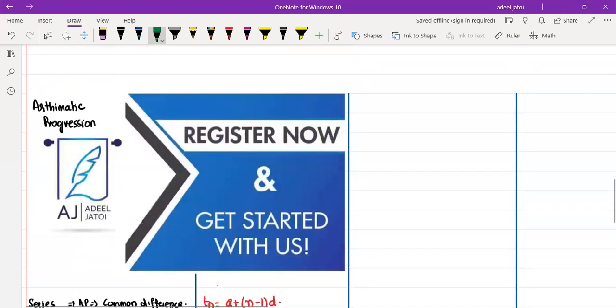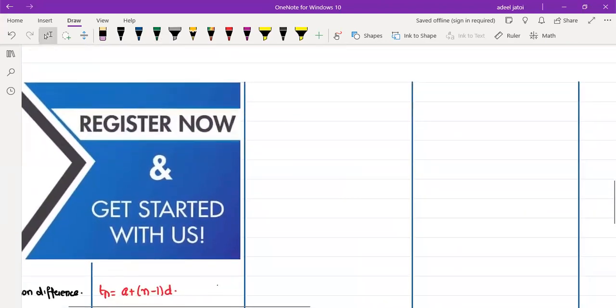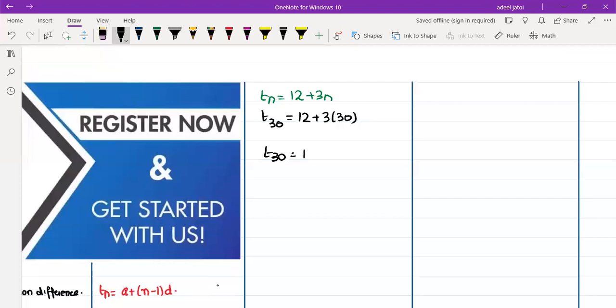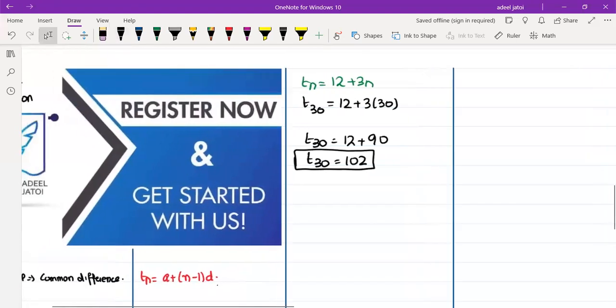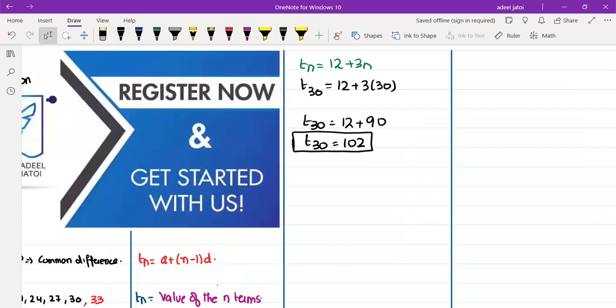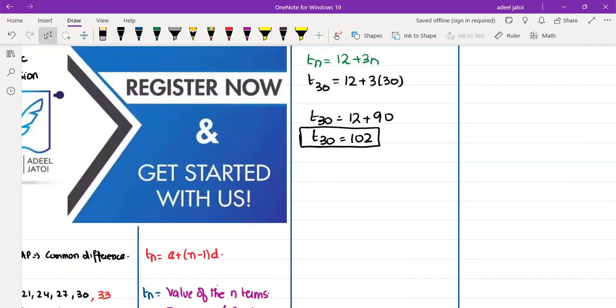Since now I have the formula, we can directly say Tn is equal to 12 plus 3n. And the question clearly mentioned that we need to find the value of term 30. So 12 plus 3 times 30, right? So can we say this is 90? 90 plus 12 will become 102. So term 30 is 102. And this 102 comes through the formula that we found.